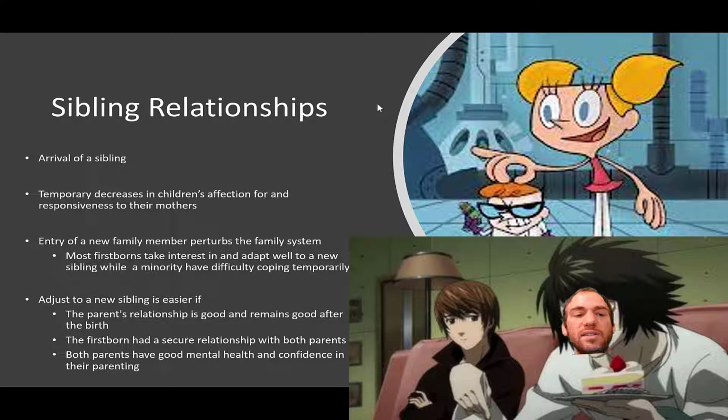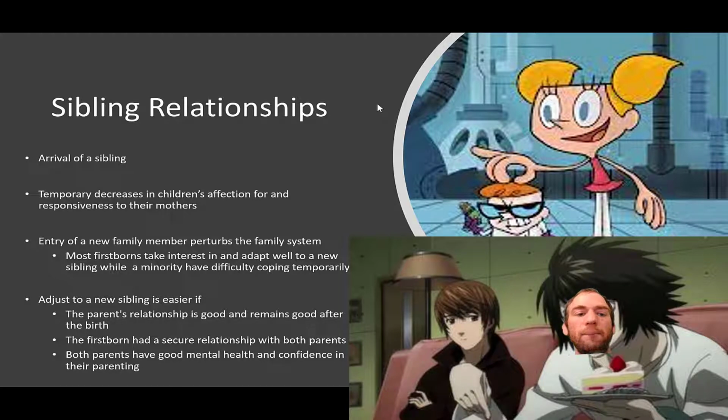So the idea here is that, like all of development, this new sibling is not entering into this world in a vacuum. There are already family dynamics that happen before the birth of this child, and those family dynamics impact the adjustment of the firstborn child to a new sibling, wherein secure relationships between the firstborn and the parents, parents' mental health, and their confidence in their parenting contribute to the adjustment of a child to their newborn sibling.